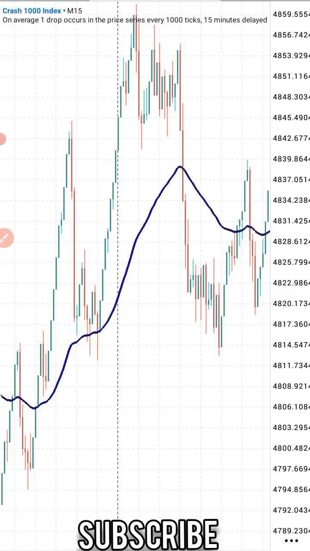Now, when you combine all 5 of these tools, you are going to have a complete forex trading system, and all of these are 100% free. Don't forget, this is the top 5 free forex tools every trader should use.